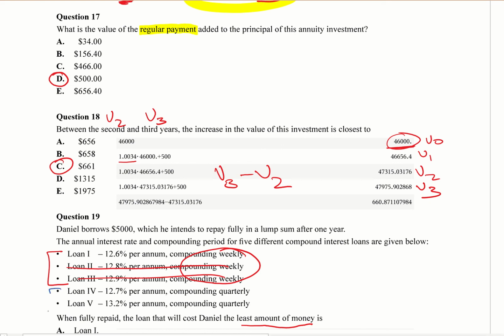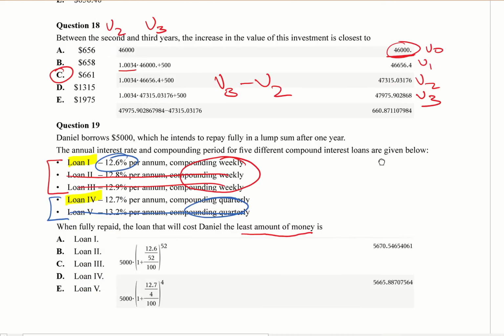When I go to loans 4 and 5, they've both got the same compounding period, so I can look at those two together, and I can see that 12.7 is lower than 13.2, so I'm going to rule out loan 5. So at this point, loan 1 and loan 4 are my 2 choices. Now, don't be too premature here and look at this and go, oh, that means it's going to be loan 1 because it's got 12.6 there. Don't do that. Make sure you calculate it and check it.